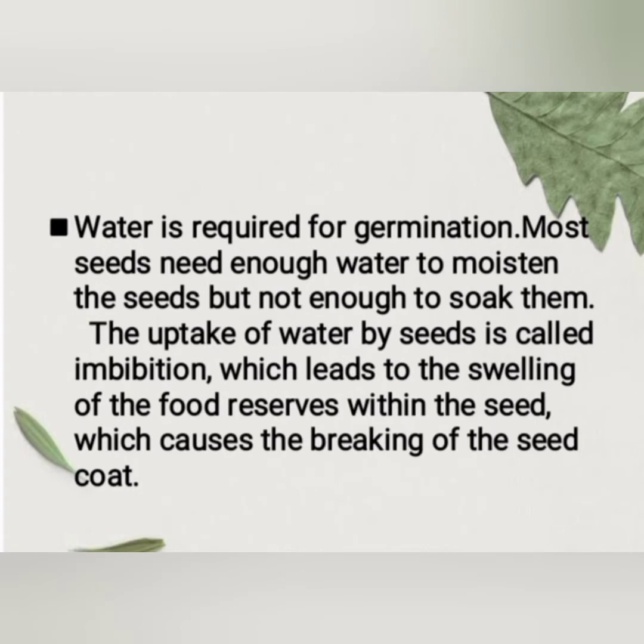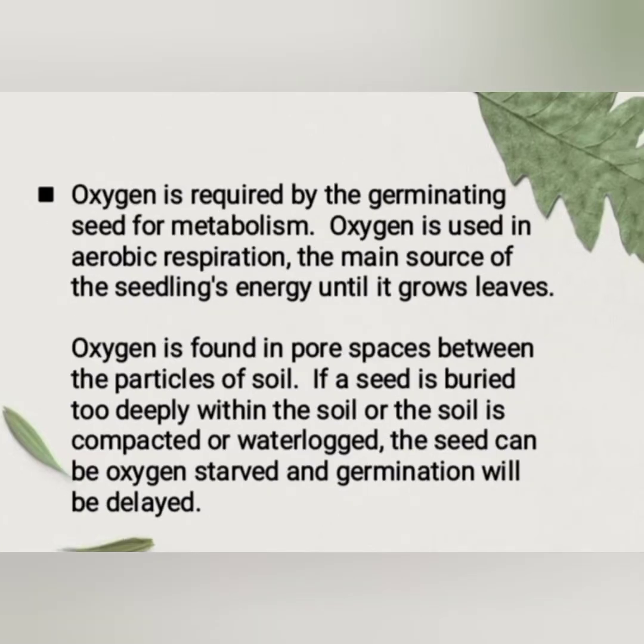Then water is required for germination. Most seeds need enough water to moisten the seeds but not enough to soak them. The uptake of water by seeds is called imbibition, which leads to the swelling of the food reserves within the seed, which causes the breaking of the seed coat. Mature seeds are often extremely dry and need to take in significant amounts of water relative to the dry weight of the seed before cellular metabolism and growth can begin.